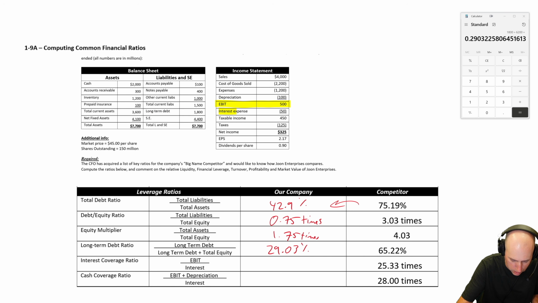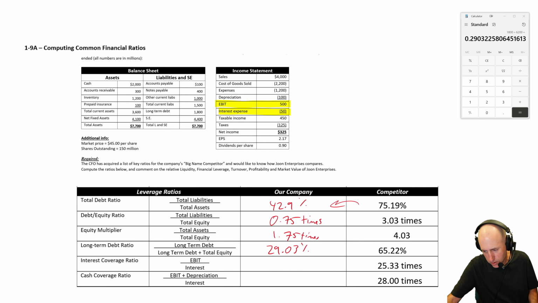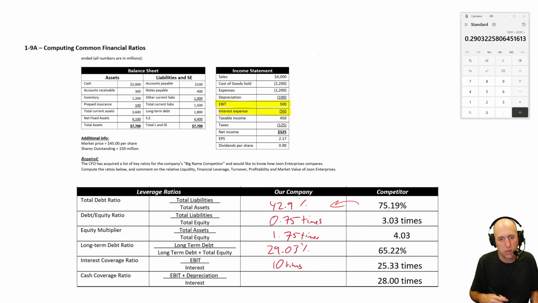Next, EBIT divided by interest. There's my EBIT. There's my interest. Well, I can do this math in my head. It's 10. All right, EBIT divided by our interest is 10. This is interest coverage ratio. It's a measure of how able we are to pay our interest. Well, with EBIT we can cover our interest 10 times over.